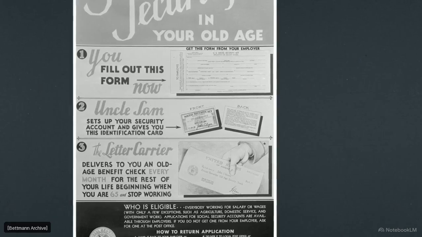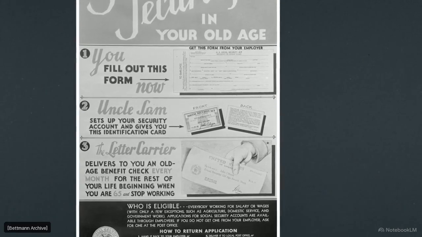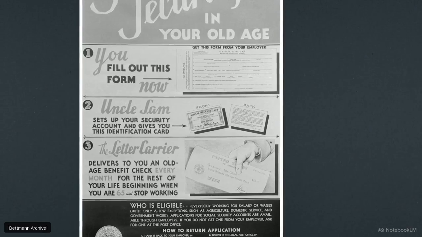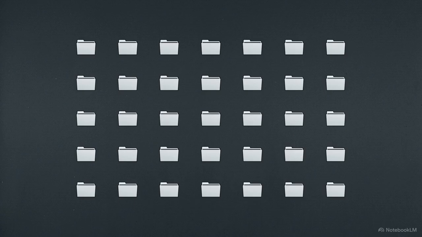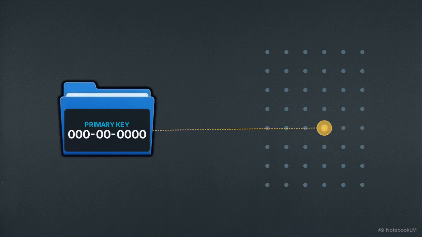In 1936, the government introduced the Social Security number. It was designed purely as an earnings tracker for retirement benefits, but because it was universally assigned, it accidentally became America's primary key. A primary key is a unique, non-repeating identifier used to distinguish specific individual records in a database.